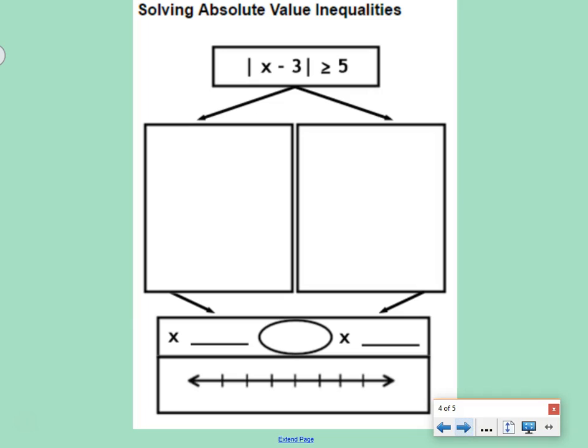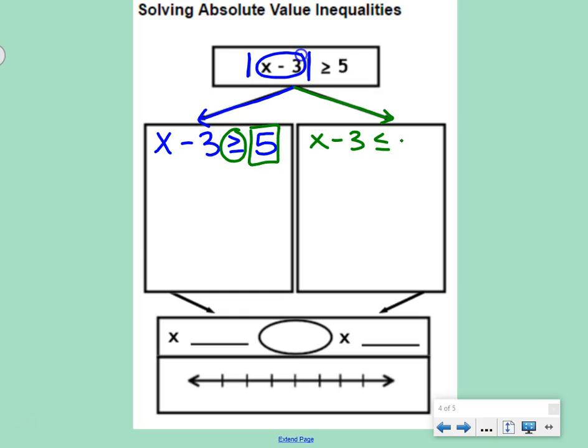All right, just two more problems. Solving absolute value inequalities. These are just going to get a little more complicated because now we're going to have more inside the absolute value bars. So again, that first box, we take away the absolute value bars. That's the only thing we do. In our second box, we have to flip. So we flip the inequality to less than or equal to. We flip the positive number to a negative number.